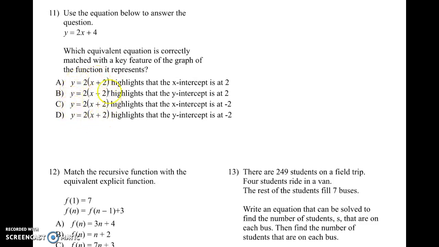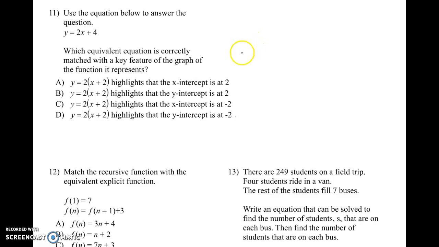So if you see that these are the same in all of these, what we're trying to do is figure out, does this highlight that there's an x-intercept at 2? Does it highlight that there's a y-intercept at 2? Does it highlight that there's an x-intercept at negative 2? And does it highlight that there's a y-intercept at negative 2? So which one is it?